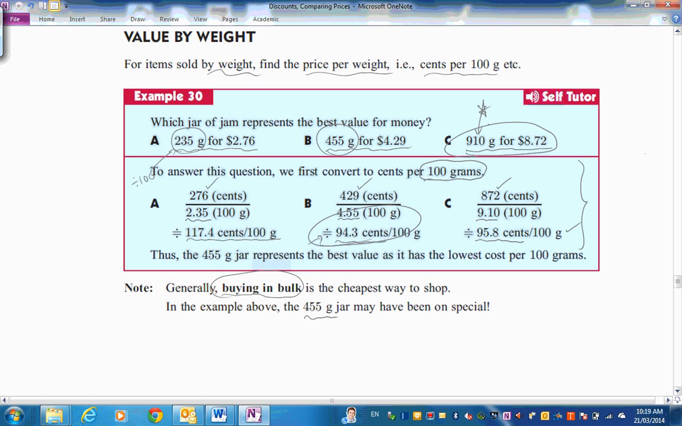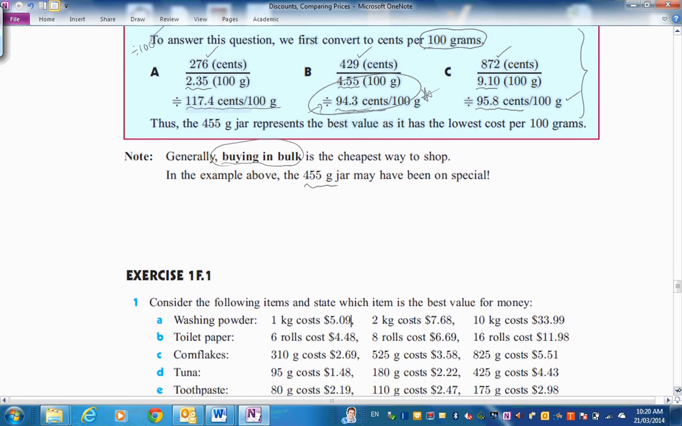But it didn't work out, and that could be that this one was on special, or they were just being tricky. In other words, it doesn't pay to buy in bulk for that particular brand. So you have to check. Right? So you need to be an astute consumer, and maths to the rescue there. All right, have a go. Have a go at these down here.